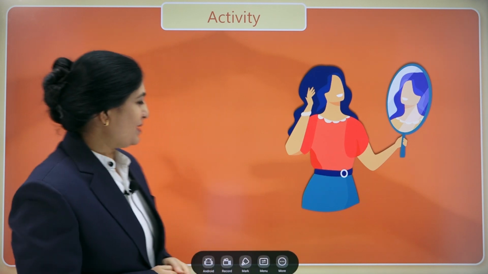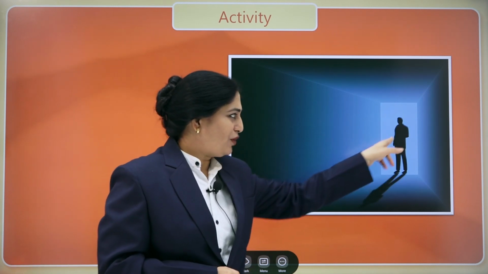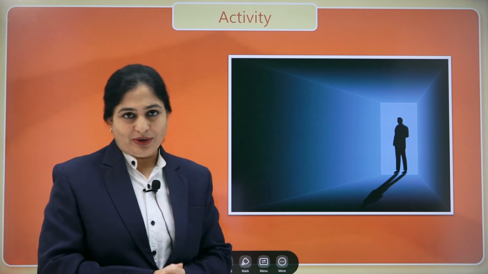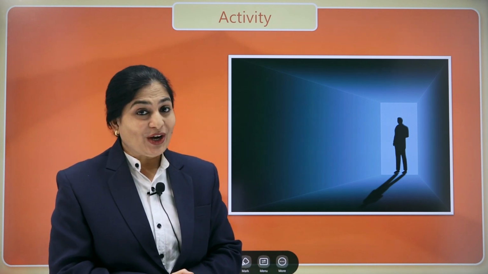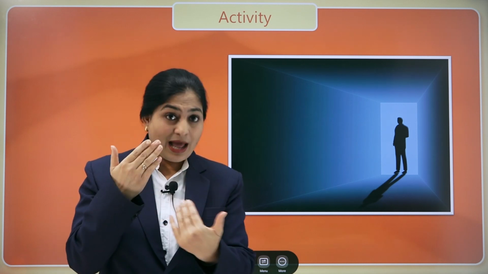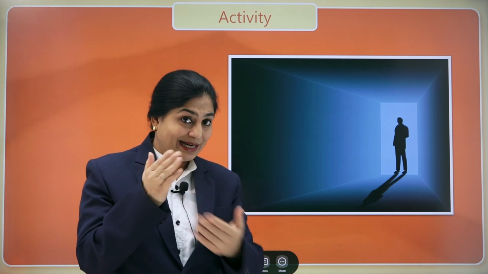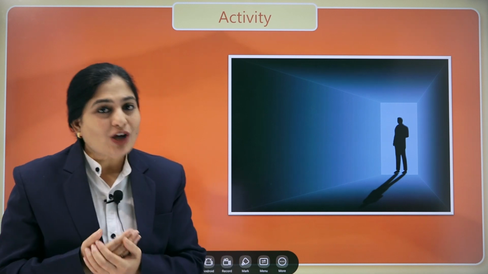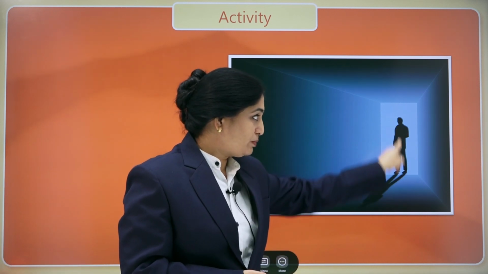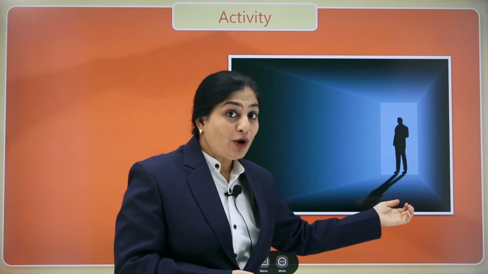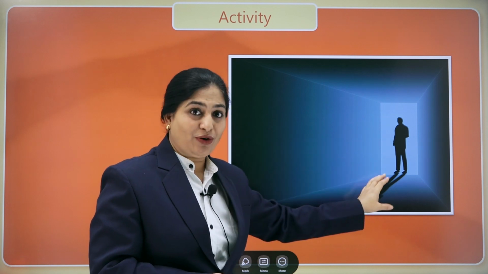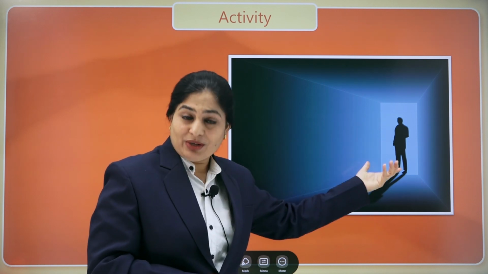Let us see, what about your body? When light falls on your body, you will find some shadow. Why has this shadow been formed? Because your body is an opaque object and it doesn't allow the light to pass through it. That means your body blocks the light completely, and thus we get only the shadow of this object or the body.